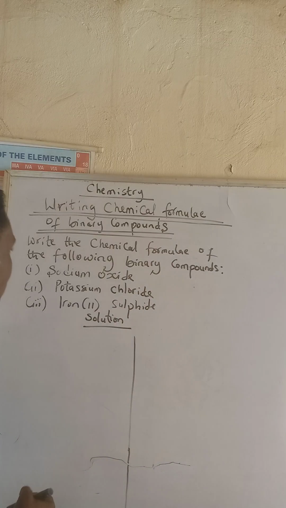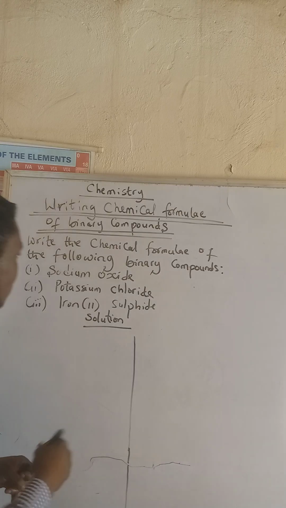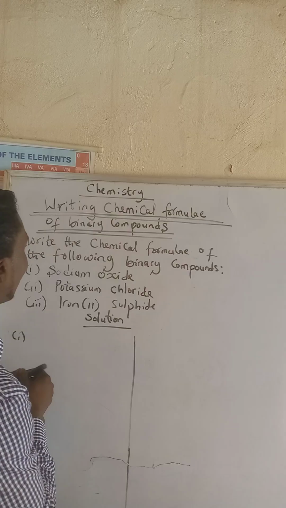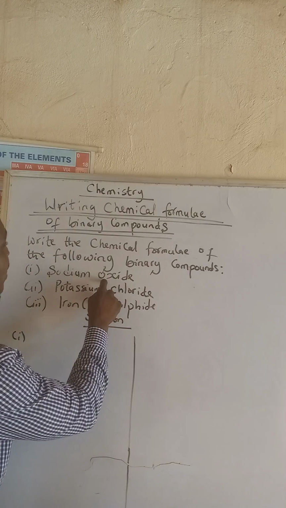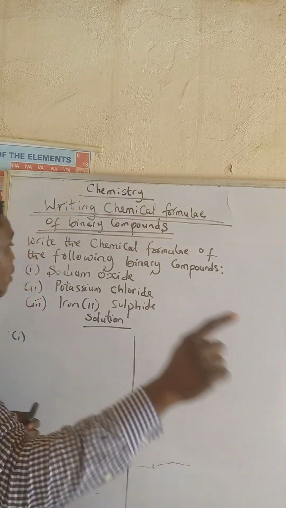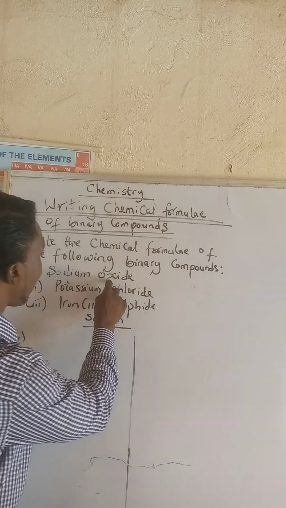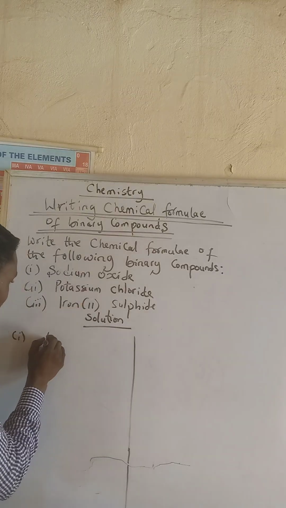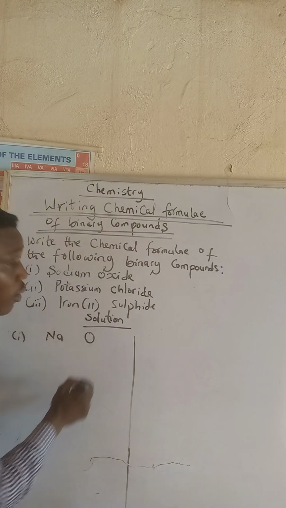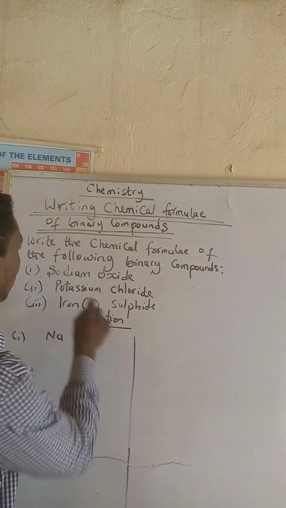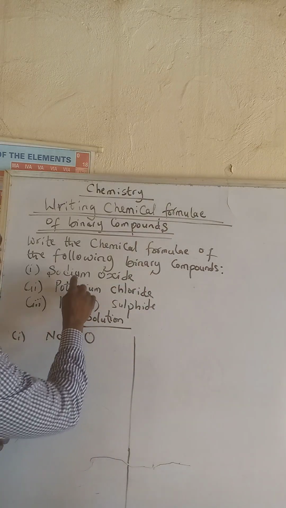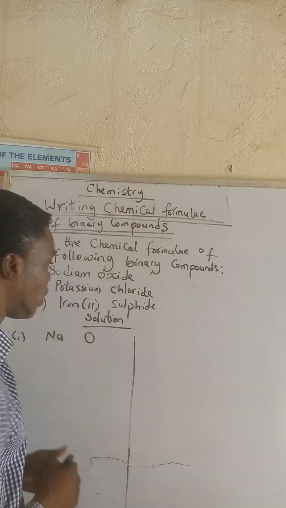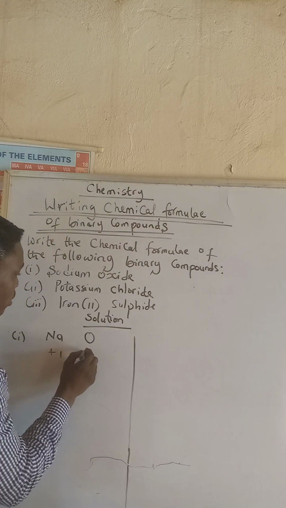The first one is sodium oxide. If you want to write this chemical formula, you first of all consider the symbol of the elements present. Here, the elements present include sodium and oxygen. Oxide stands for oxygen, please. So you write Na for sodium and O for oxygen. Number two, consider the oxidation numbers, the oxidation number of sodium and the oxidation number of oxygen. Sodium is +1, oxygen is -2.